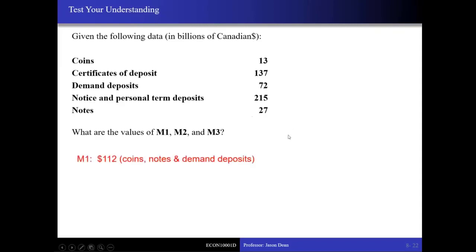What about M2? So what is M2 going to equal? That's right. So we're going to additionally add to the 112 the notice and personal term deposits of 215. And what is M3? M3, we're just going to add the certificates of deposit.